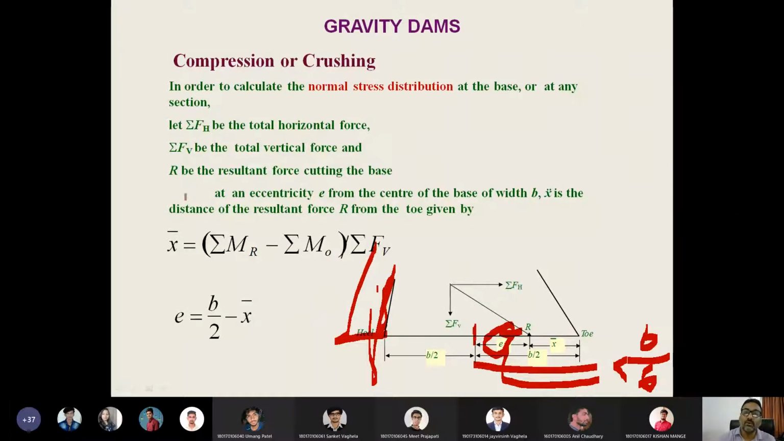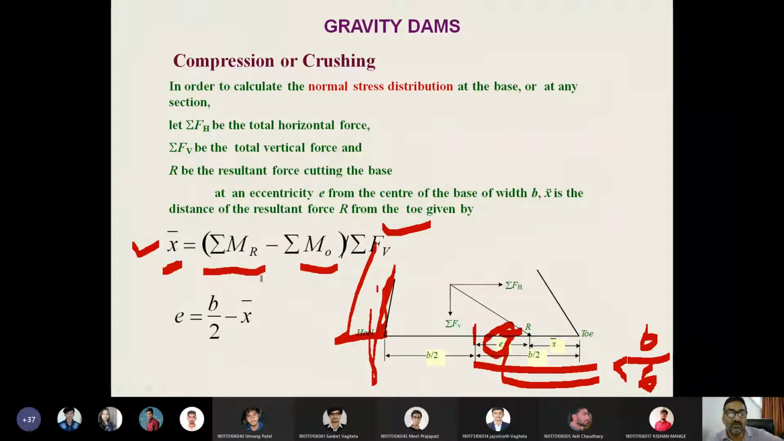In order to calculate the normal stress distribution, which means the summation of direct and bending stresses, at the base or at any section, we use sigma FH, sigma FV and R resultant, and X bar is calculated as sigma MR minus sigma MO, the resisting and overturning moments, divided by sigma FV. This will give you the value of X bar. You are very familiar with how the eccentricity and X bar are to be calculated.